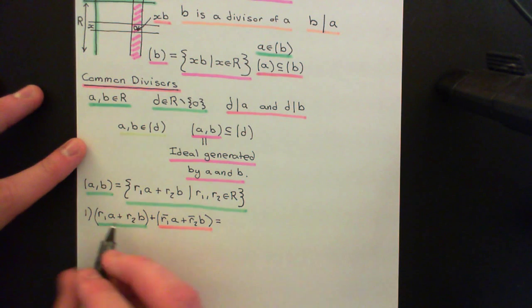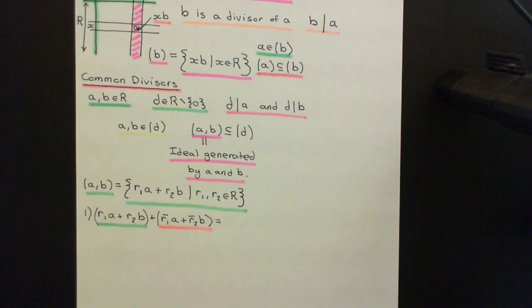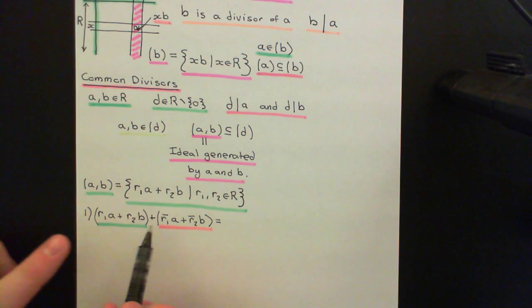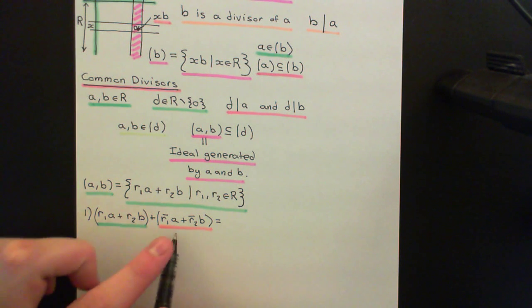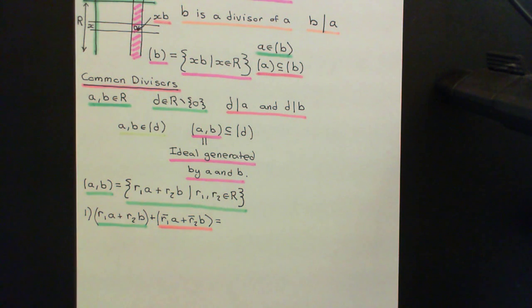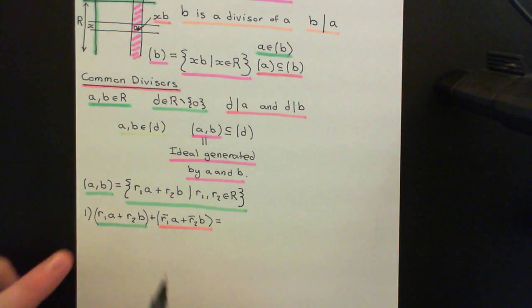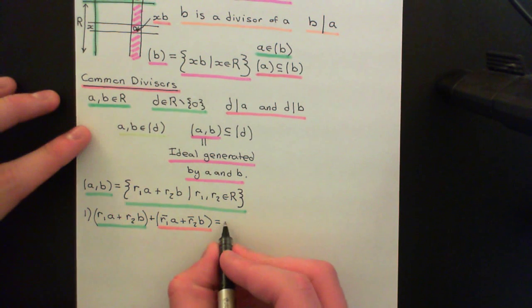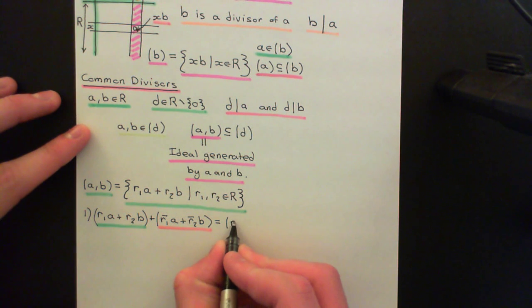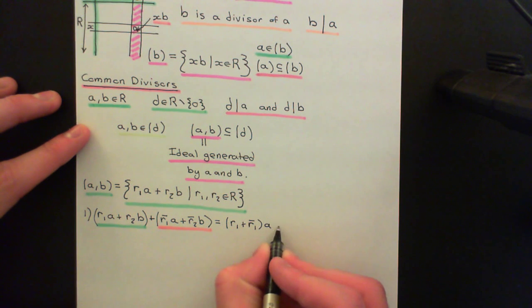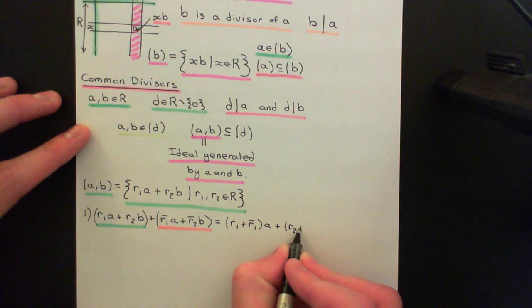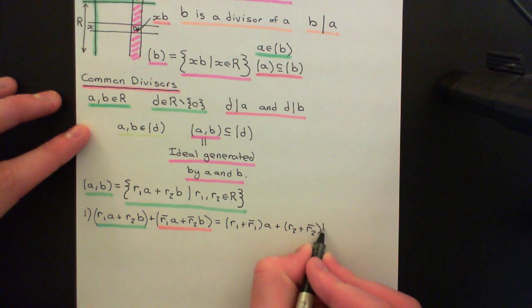Well, I can use the fact that addition obeys associativity and commutativity to just manipulate this as I please. So what I'll do is bring this one over here next to this one, and I'll bring these two next to each other. That's fine because addition obeys associativity and commutativity, so we can manipulate it as we intuitively want to. And then I'm going to factor out the A's, so I'll do this all in one step. So we'll end up with R1 plus R1 bar times A plus R2 plus R2 bar times B.